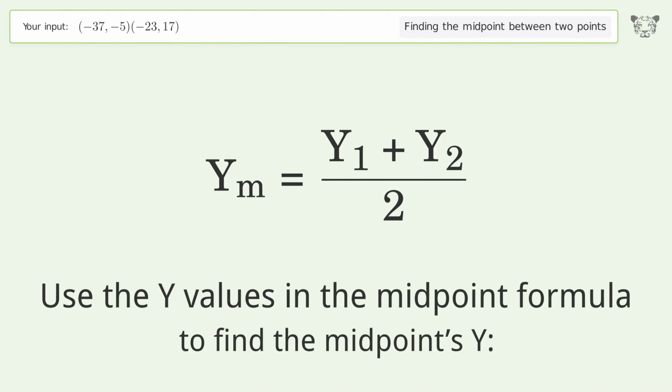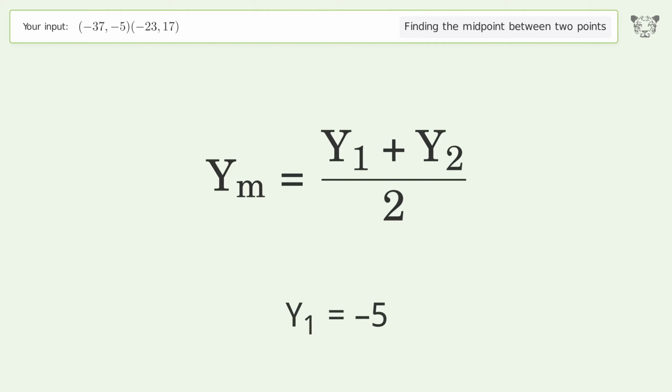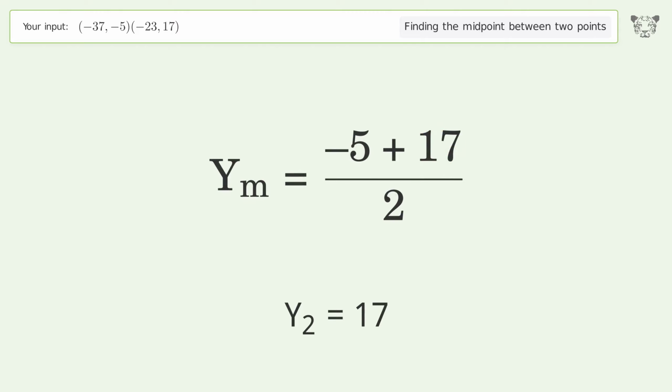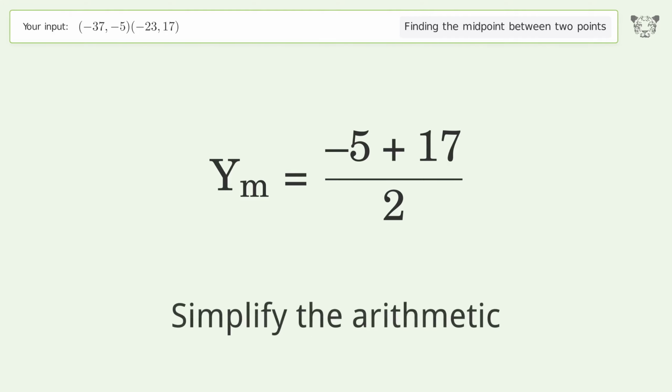Use the y values in the midpoint formula to find the midpoint's y. y1 equals -5. y2 equals 17. Simplify the arithmetic.